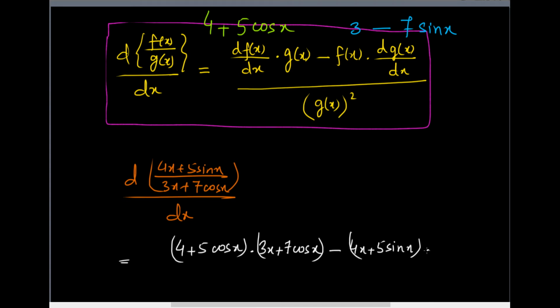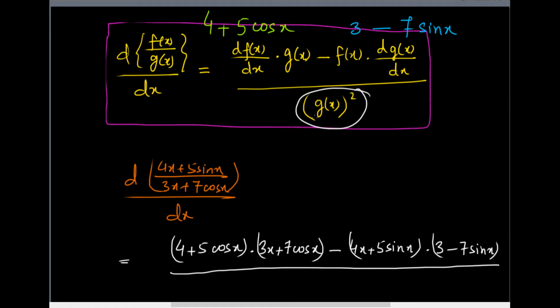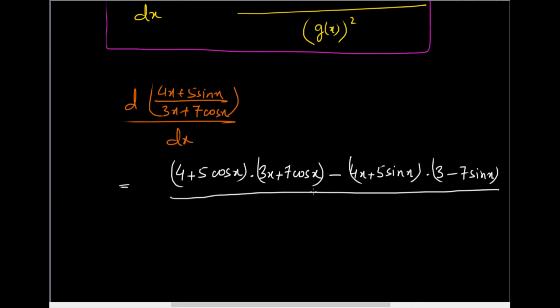And times the derivative of g(x), which is 3 minus 7 sin x. And all of that over the square of g(x), meaning the square of the denominator, which is (3x plus 7 cos x) whole square. Okay, so this is now the expression which we just need to simplify to get the derivative of this function.